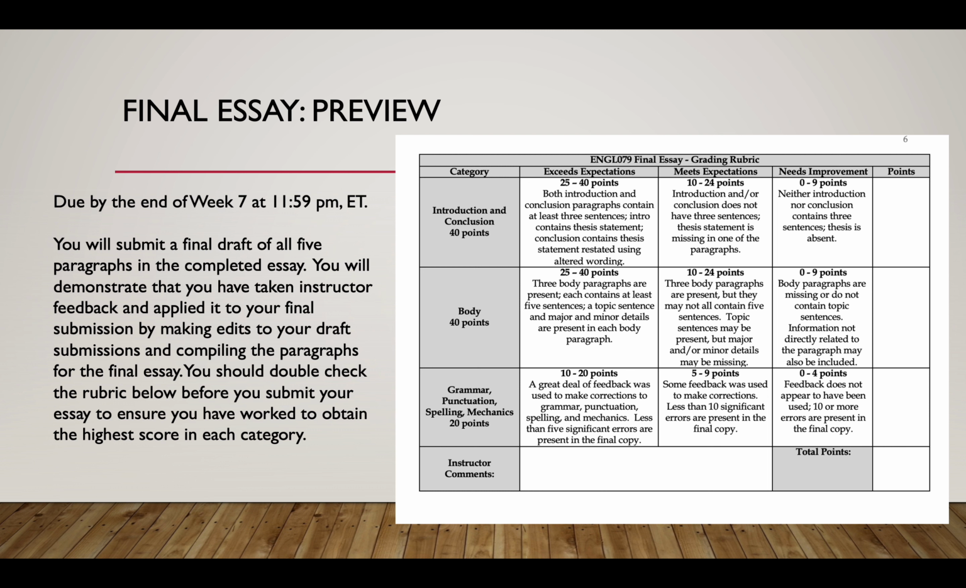The categories are Introduction and Conclusion, 40 points, Body Paragraphs, 40 points, Grammar, Punctuation, Spelling, and Mechanics, 20 points. To exceed expectations with your introduction and conclusion, you should make sure that they contain at least 3 sentences. The introduction contains a thesis statement, and the conclusion contains the thesis statement restated using altered wording. The body paragraphs should include 3 body paragraphs in total, each containing at least 5 sentences, a topic sentence, and major and minor details throughout the body paragraph.